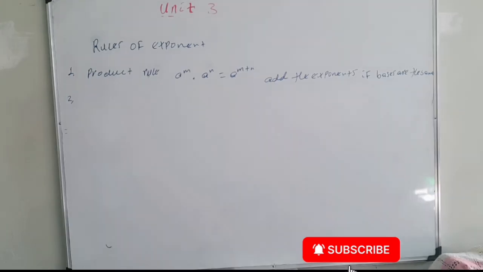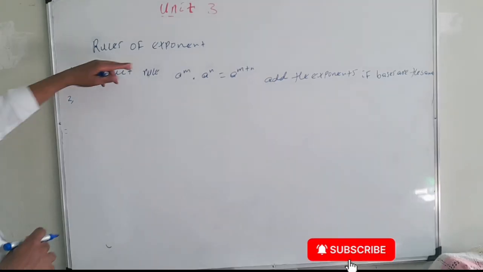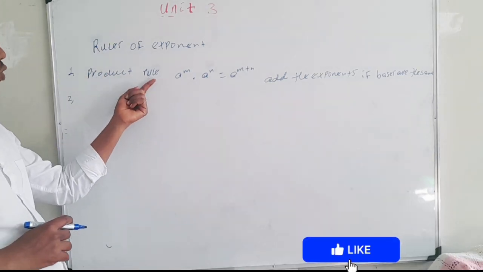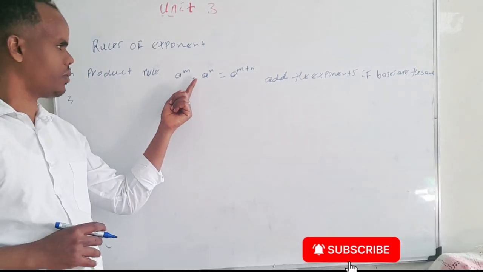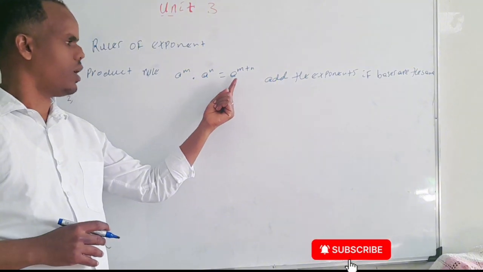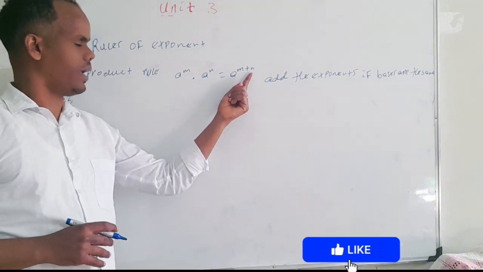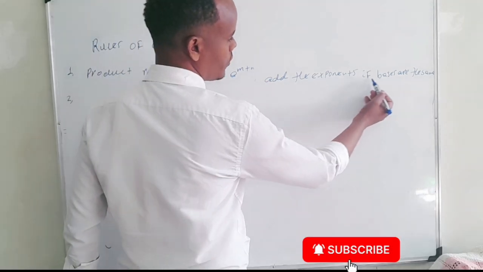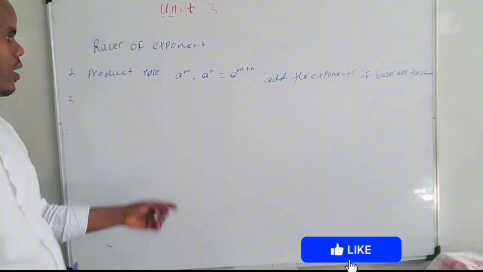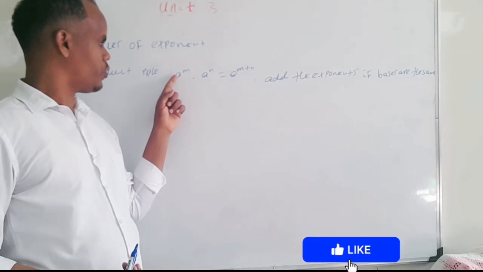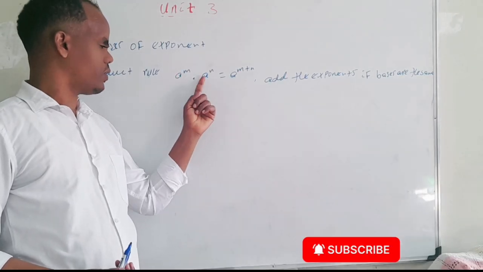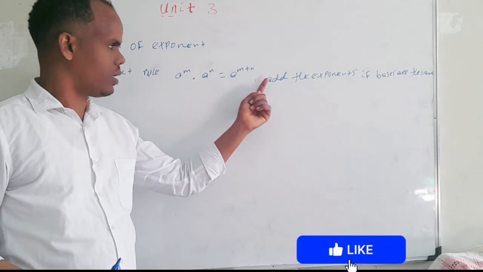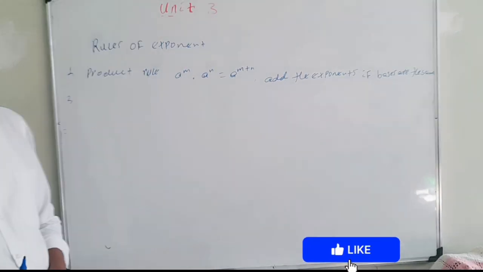Okay, the first one is the product rule. Product rule means a to the power of m times a to the power of n is equal to a to the power of m plus n. That means add the exponents if the bases are the same. Select one base, then add the exponents.